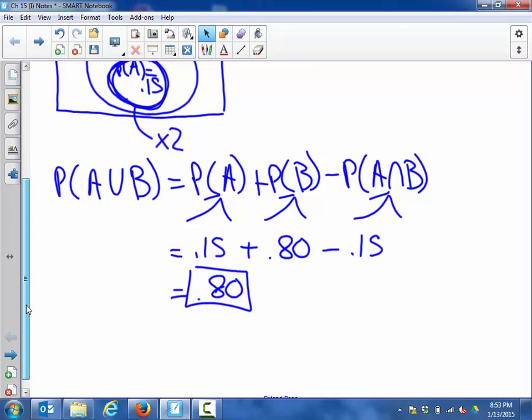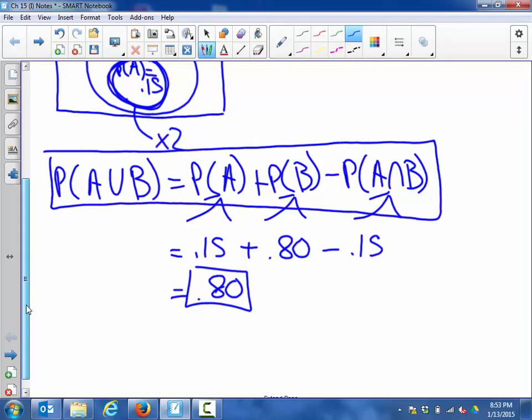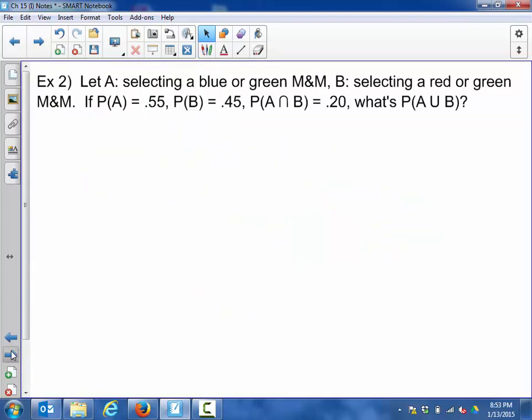Okay, so there is your general addition rule, which I'll put in the box. That's a key idea for chapter 15. Okay, moving on. We're going to do basically the same idea, just with a second example.